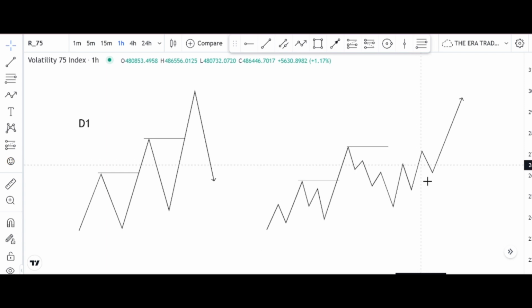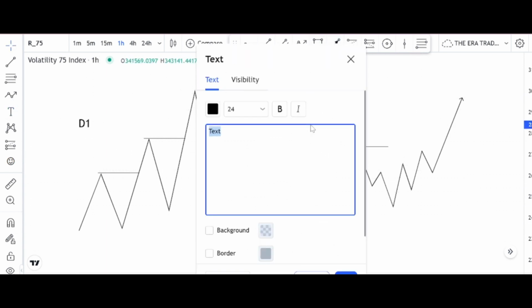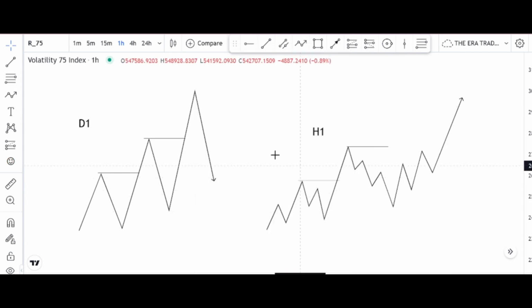So you will not see a clear move like on the daily time frame. You know why? On the daily time frame, one candle is 1 day. You should know that by now. That's the daily time frame. And for the 1 hour time frame, every 1 hour a new candle is formed.